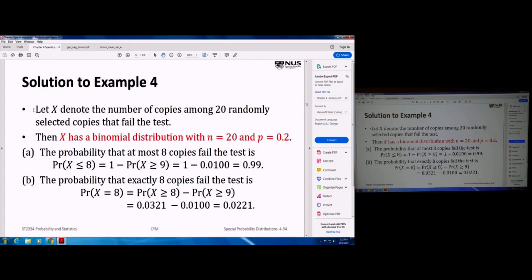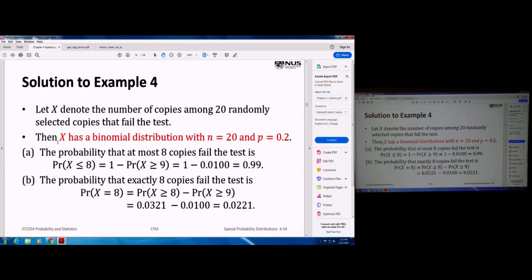Okay, so the solution, or one way to approach this, denote X as the number of copies among 20 randomly selected copies that fail the test. Okay, so the book is given this strength test, and they fail with probability 0.2, and they succeed otherwise with probability 0.8. And failing the test is the success in our case. So if we assume that everything is independent, as we have done already, then the hypothesis is that X has a binomial distribution, and there are 20 trials because there are 20 books, and the success probability is 0.2.